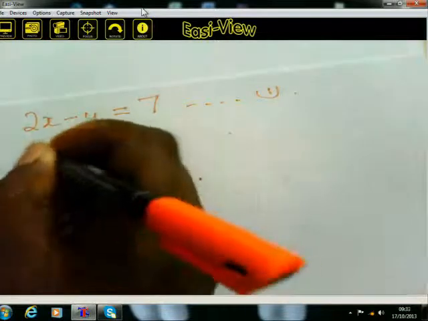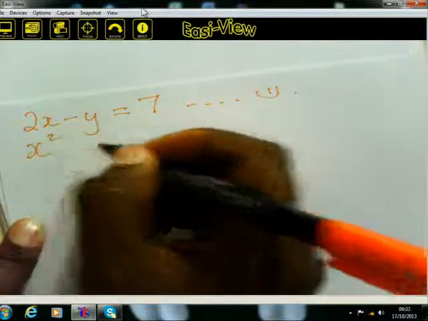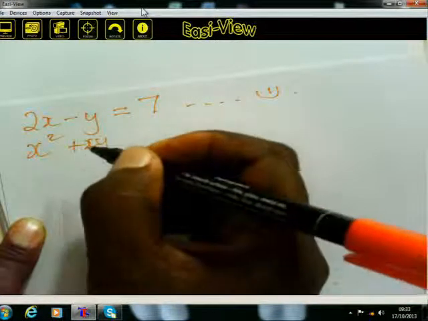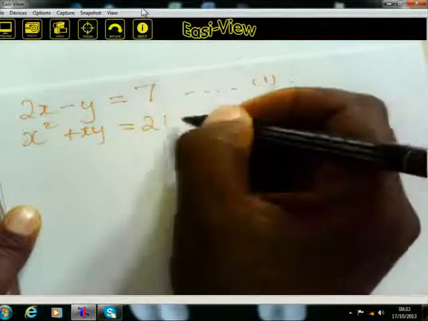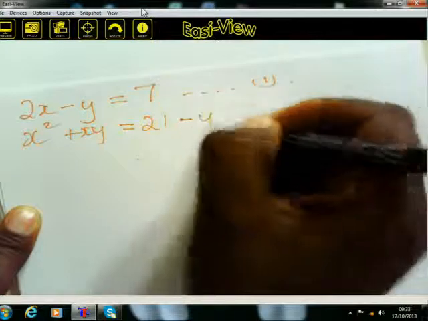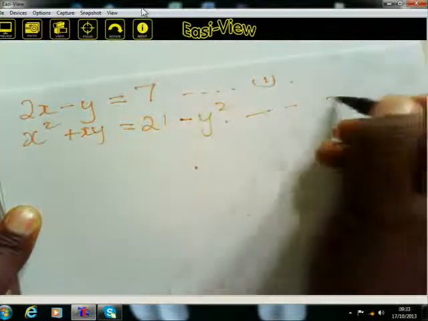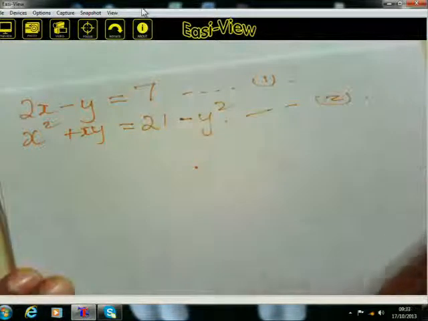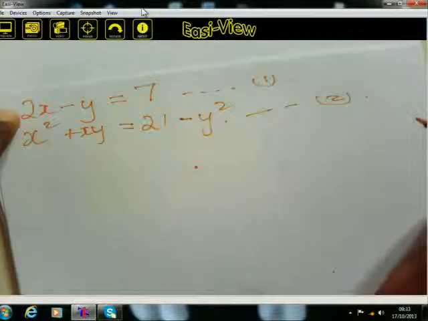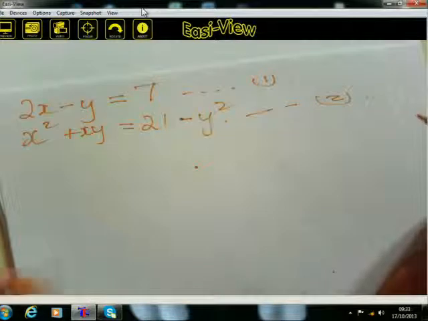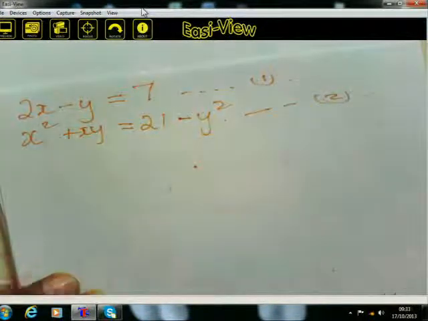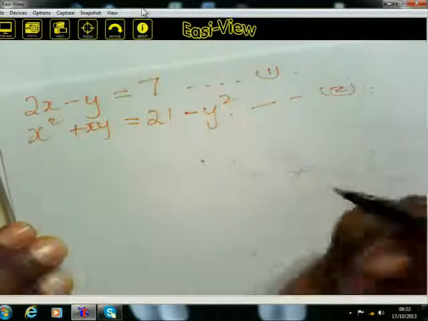And then my other equation is x squared plus xy, which is equal to 21 minus y squared. That is going to be my second equation. Remember that one is linear, one is quadratic. We are solving for x and y at the same time, in the same two equations.